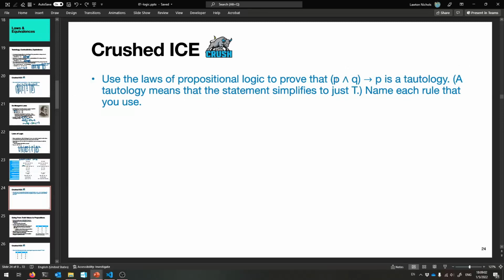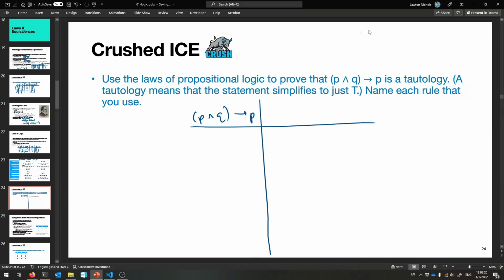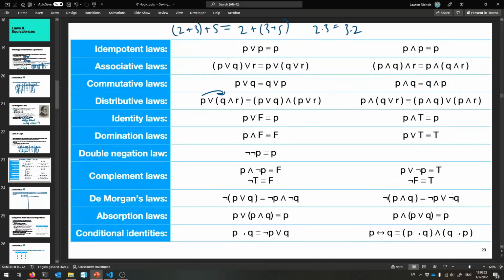So starting from here, P and Q implies P. Get all the way down to true, and tell me which law you use. So, pause the video, give that a try. Maybe I'll give you this slide, and then we'll come back and we'll do it together. All right? And I'll show you my answer.